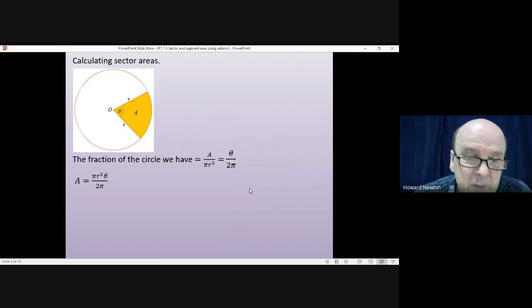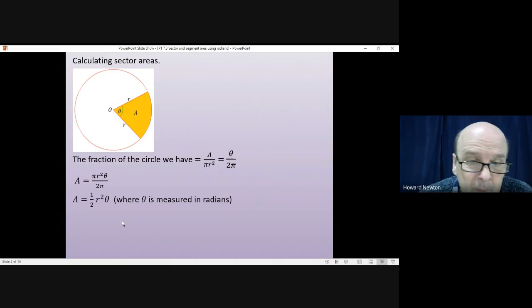Rearranging that gives us A equals pi r squared theta over 2 pi, and then cancelling the pi's gives us the formula for the area of a sector, which is a half r squared times by theta, where, as always, theta must be measured in radians.